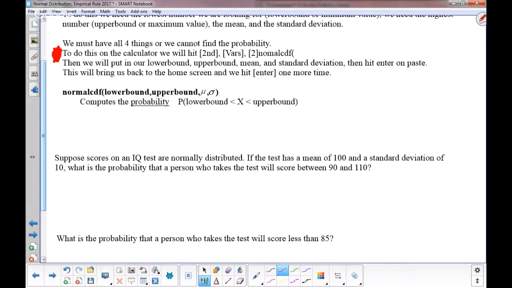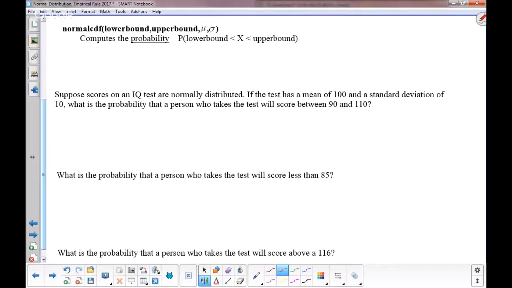So here's a good example. Suppose scores on an IQ test are normally distributed. If the test has a mean of 100 and a standard deviation of 10, what is the probability that a person who takes the test will score between 90 and 110?